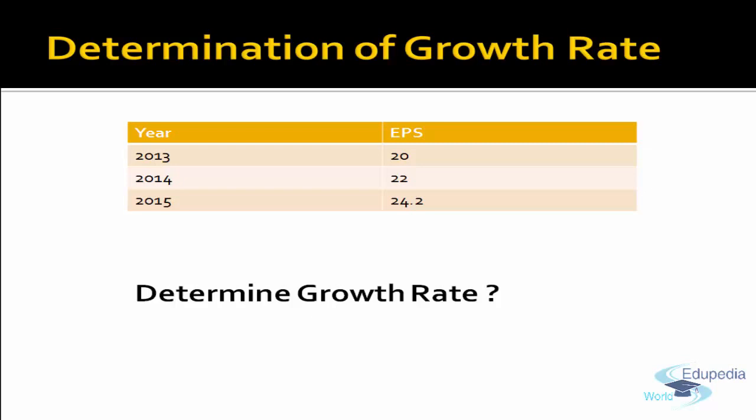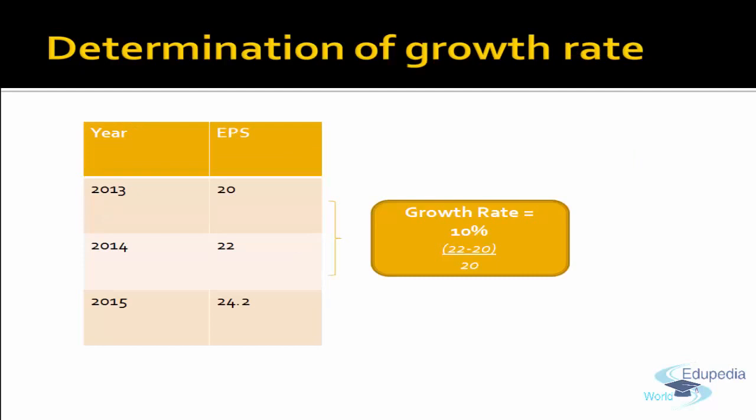Very simple. In 2013, the EPS is 20 and in 2014, the EPS is 22. So you can simply subtract 20 from 22 and divide it by 20, and you get the growth rate. In this case, you can easily compute that the growth rate is 10%.